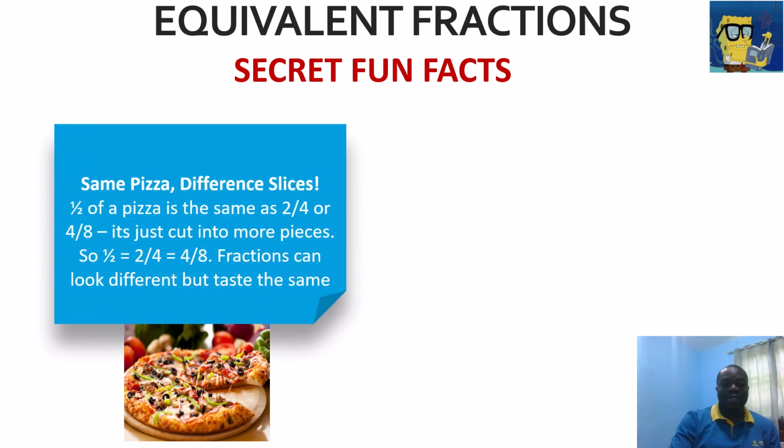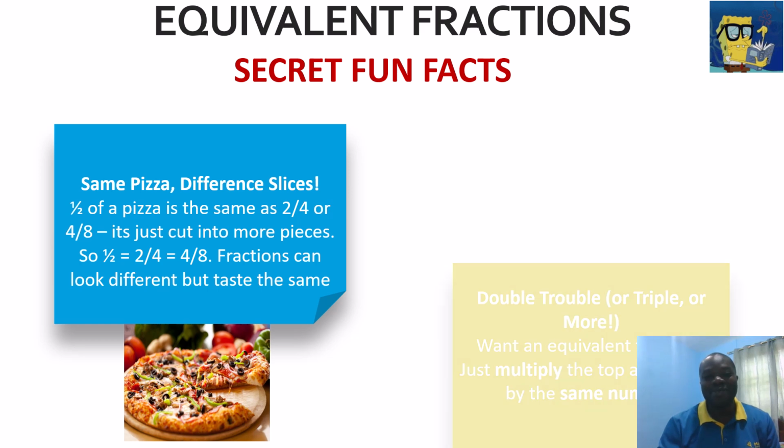Same pizza, different slices. So 1 out of 2, that is half of a pizza, is the same as 2 out of 4 or 4 out of 8. It's just cut into more pieces. So 1 out of 2 is equal to 2 out of 4 is equal to 4 out of 8. And we're saying that fractions can look different, but they can taste the same.